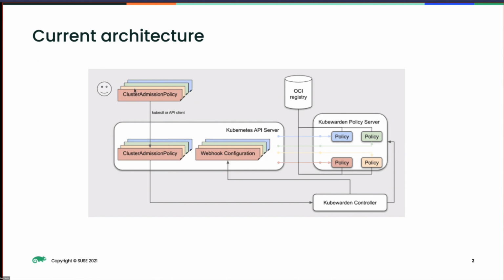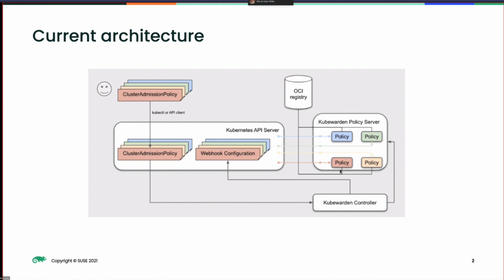We have a cluster admission policy resource, which you can create with kubectl or the API client. And once you create it, we have a Kubewarden controller, which is watching this resource. This resource contains information about the webhook configuration and the policies themselves. The policies are WebAssembly modules. The controller creates the webhook configuration and also attaches the policy inside the policy server and does a rollout.